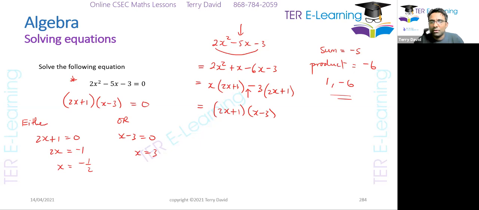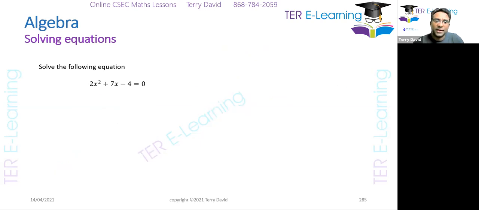I'm going to do one more quadratic equation here to solve, right? So before I solve it, first thing I need to do, I need to factorize it, right? And that's assuming that it can be factorized.